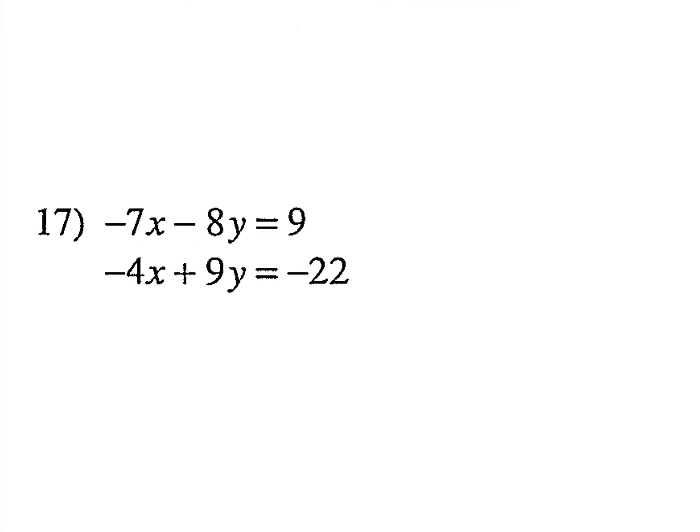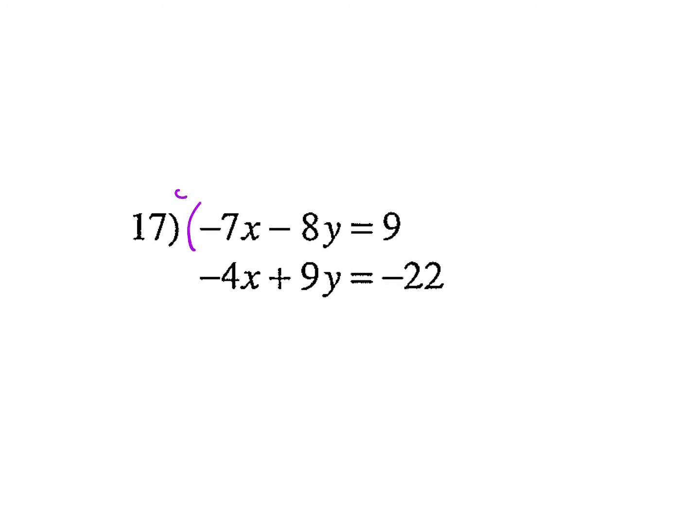There's 2 more I wanted to do. Let's do 17 real quick. This isn't a pretty one. Figure out what variable you want to get rid of. X or Y. It doesn't matter. Pick one of them. Okay, X. What's a common number between 7 and 4? 28, okay. I want one to be negative and one to be positive. So I'm going to have to multiply the top one by 4, and the bottom one by 7. One of those has to be negative, though, because we need the signs to be different. Doesn't matter. I'm just going to make the top one negative.